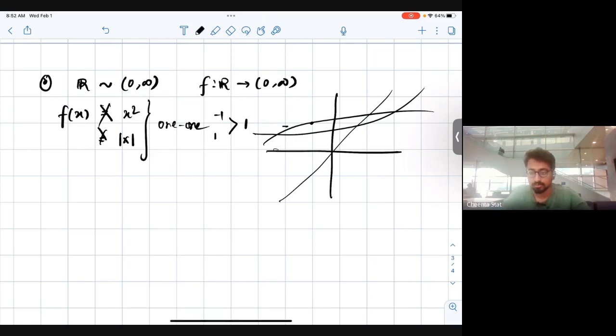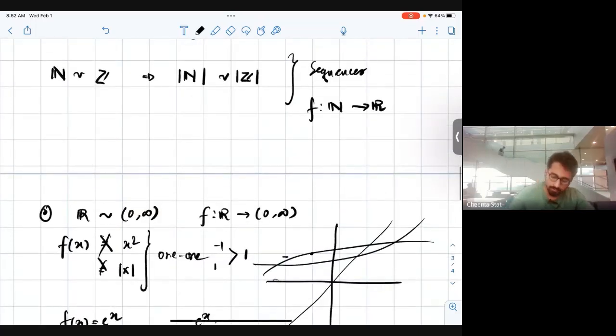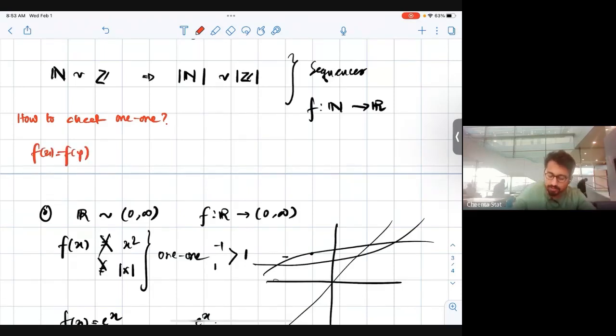e to the power x, great, very good. So f(x) is equal to e to the power x. It takes real numbers to positive numbers, right? And it's bijective because, how to check 1-to-1? Just take f(x) is equal to f(y). If f(x) is equal to f(y) implies x is equal to y, that means for all x, y, it implies that f is 1-to-1.